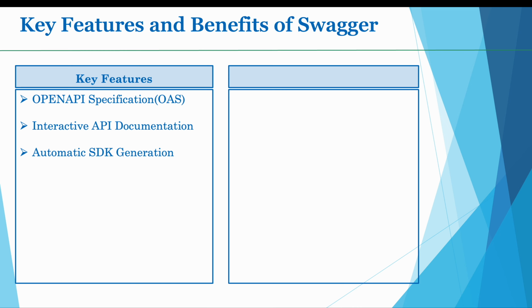Swagger also has a key feature of automatic SDK generation. It allows developers to automatically generate client SDKs for various programming languages based on the API specification. This feature accelerates the development process by providing ready-to-use client libraries that abstract away low-level HTTP interactions.